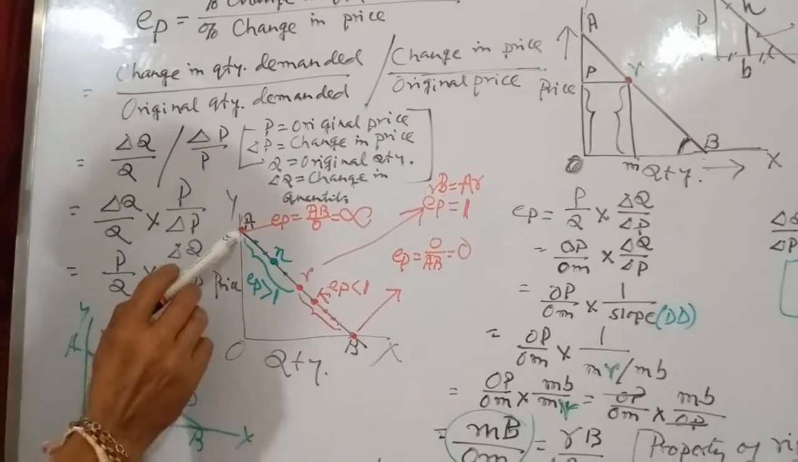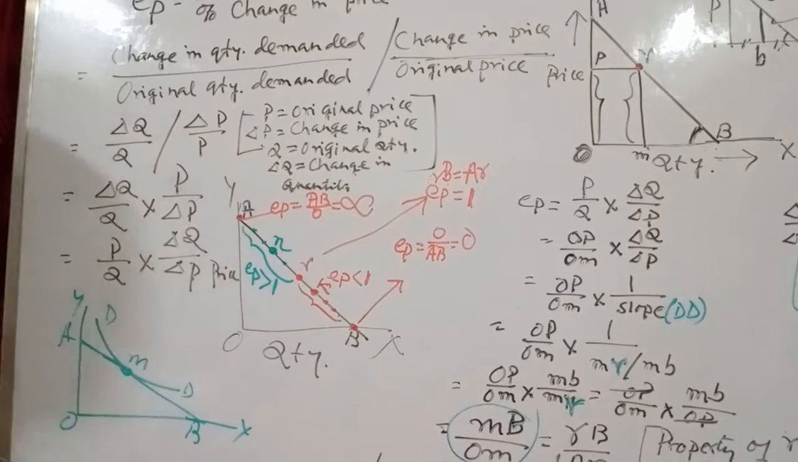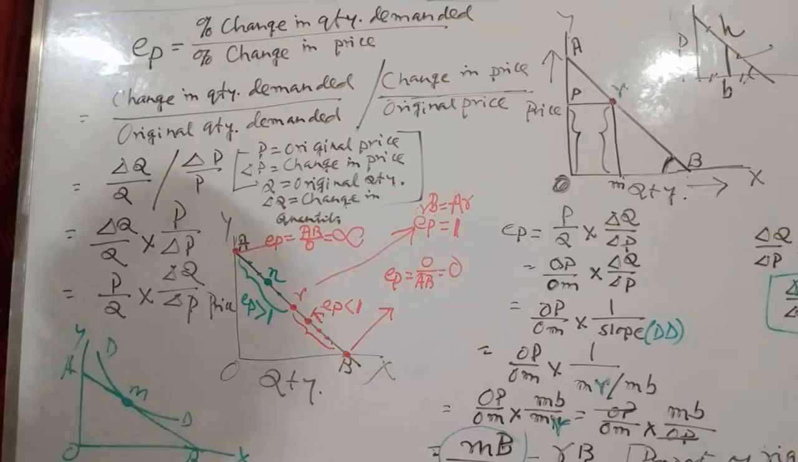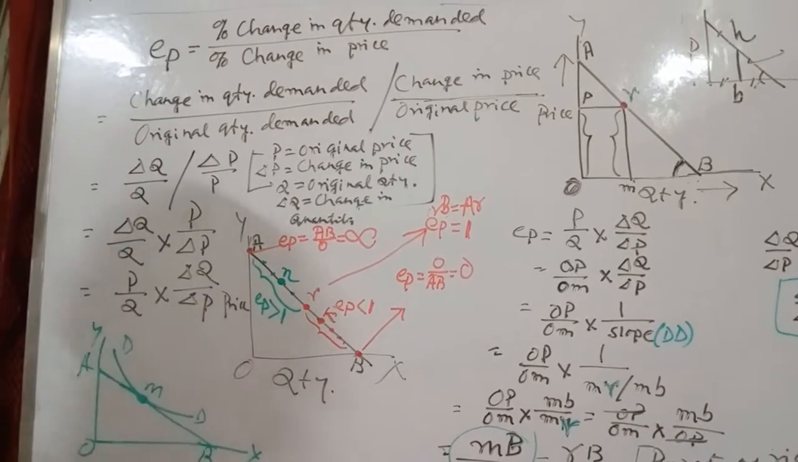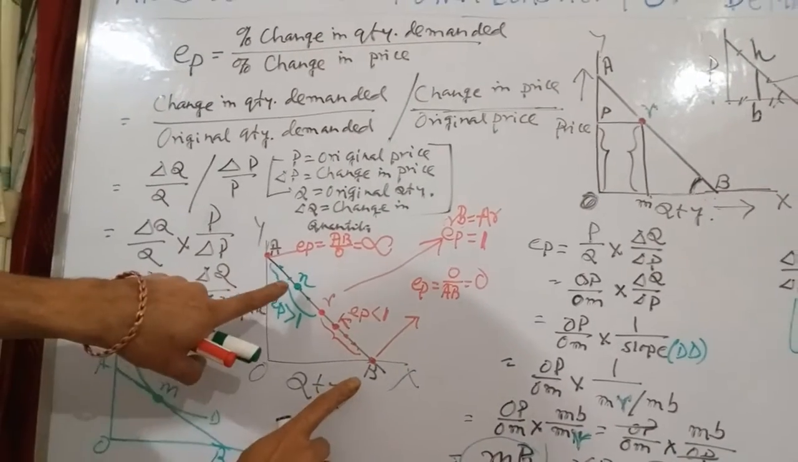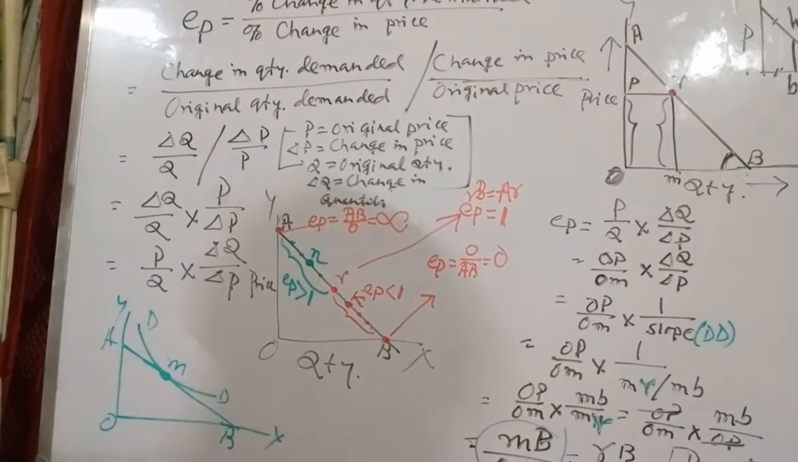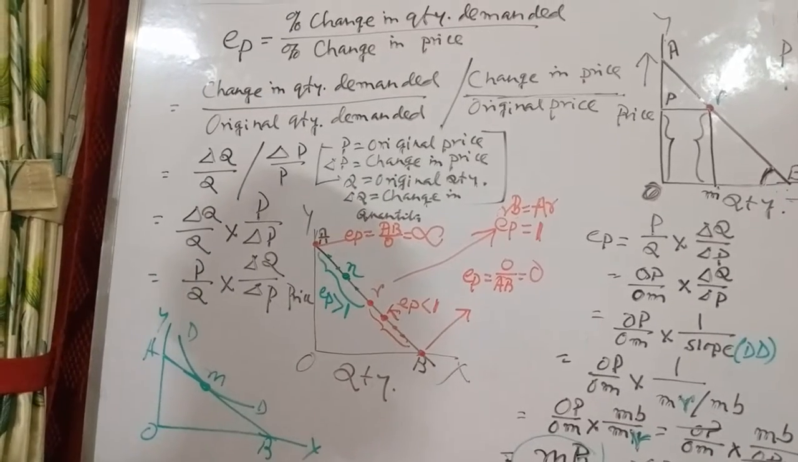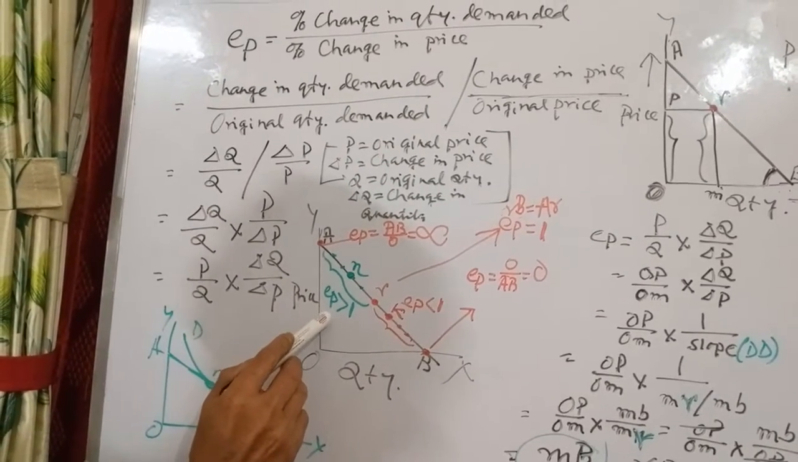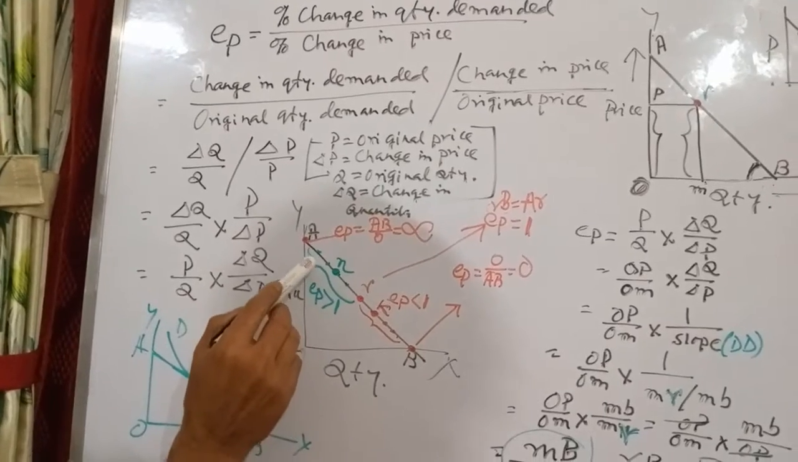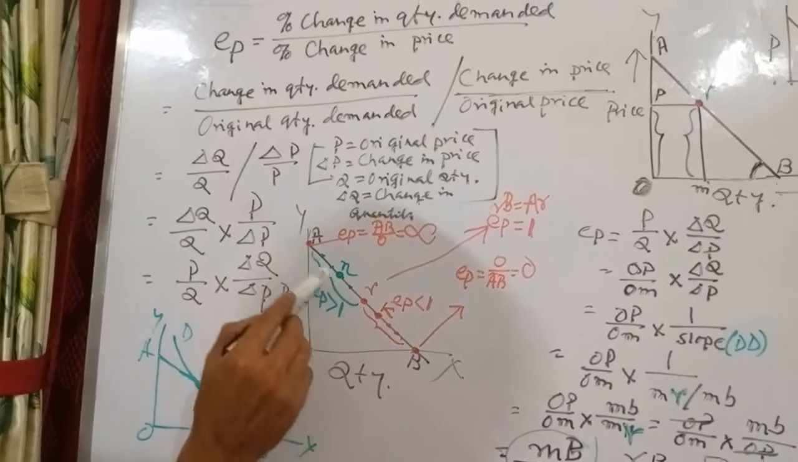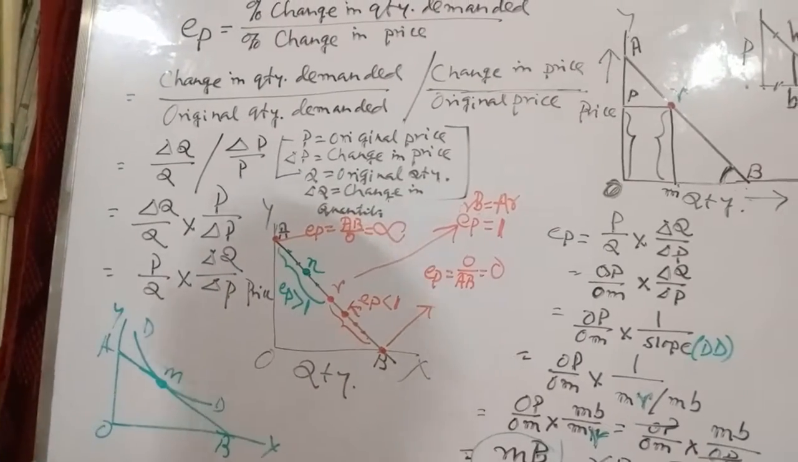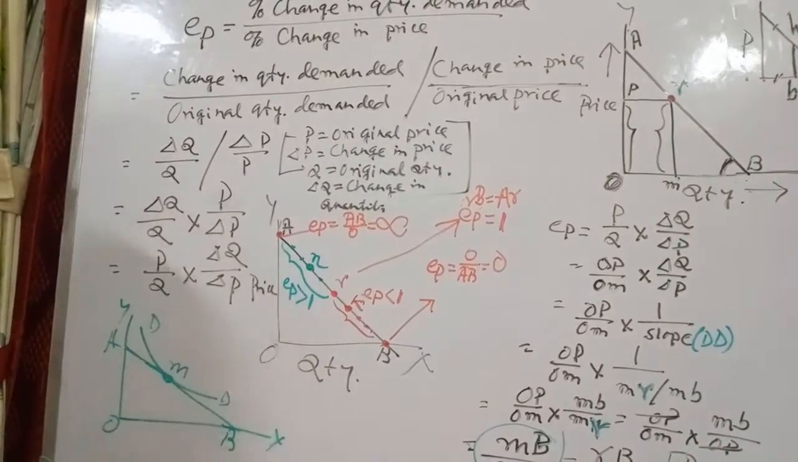And for any point in between A and R, the lower segment is greater than the upper segment. Say for example point N, NB is greater than AN. So at any point in between A and R, elasticity will be greater than 1, because for any point in between A and R, lower segment is greater than upper segment. So here elasticity will be greater than 1.